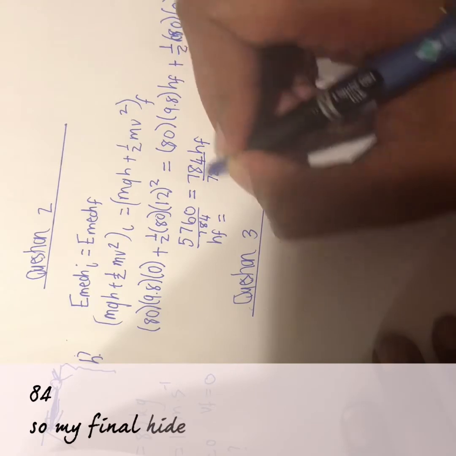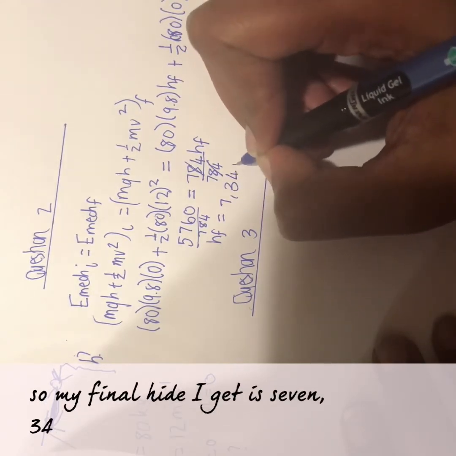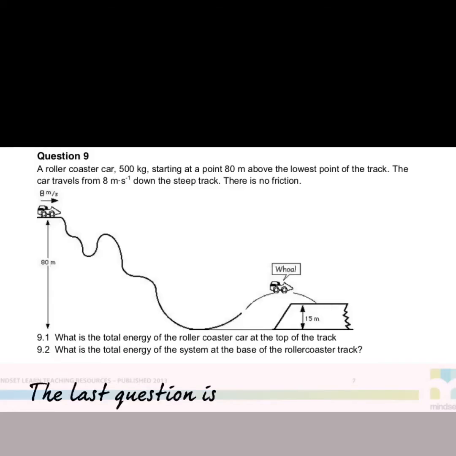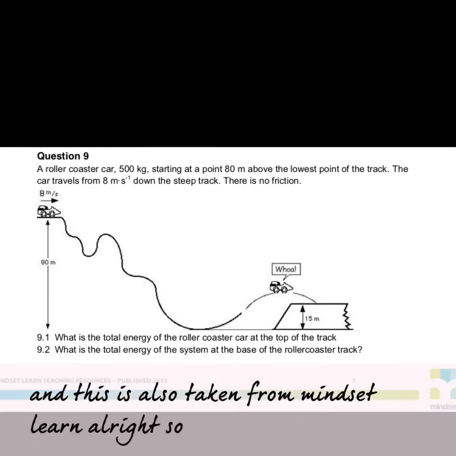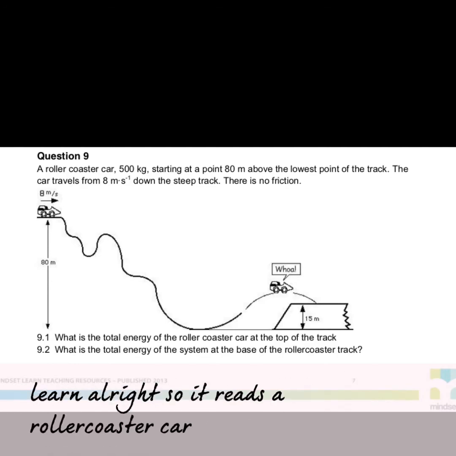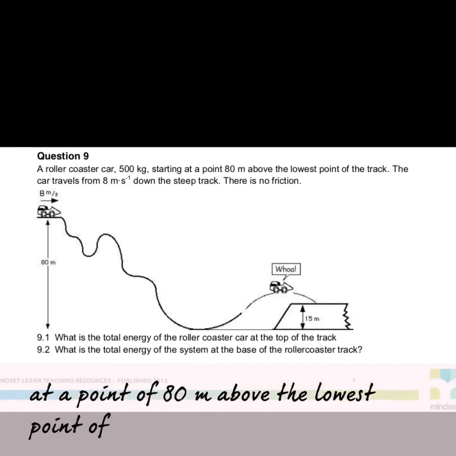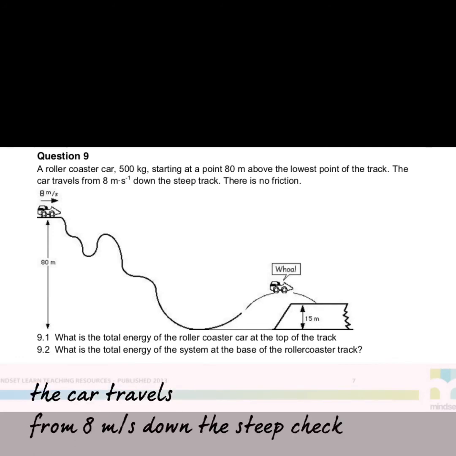So my final height I get is 7.34 meters. All right, the last question is the Challenger, and this is also taken from Mindset Learn. It reads: a roller coaster car of 500 kg starts at a point 80 meters above the lowest point of the track. The car travels at 8 meters per second down the steep track.